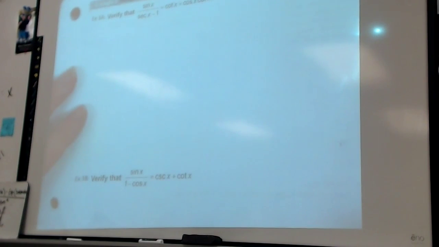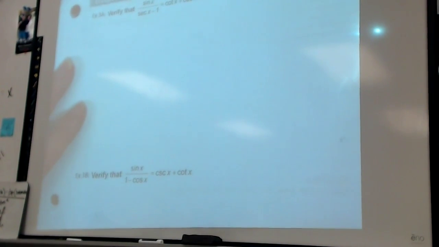Now, example 3, you're going to verify a trig identity by multiplying. So which side do you think we want to start with? I'd start with the left, because it's a lot easier to take a fraction and figure out a way to not make it a fraction than it is to take these things and try to make fractions out of them. So I would start with this side.